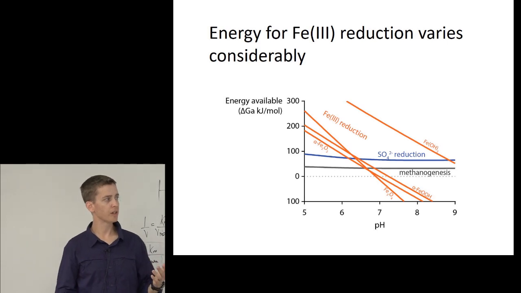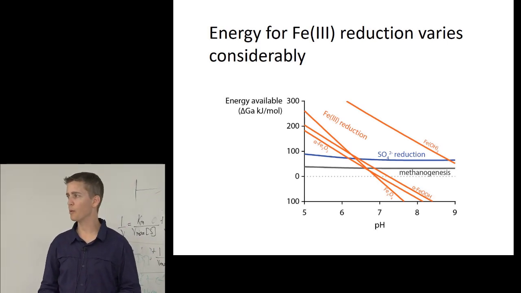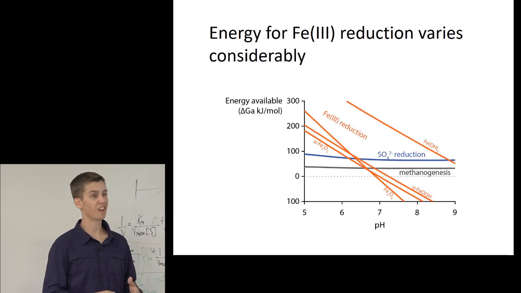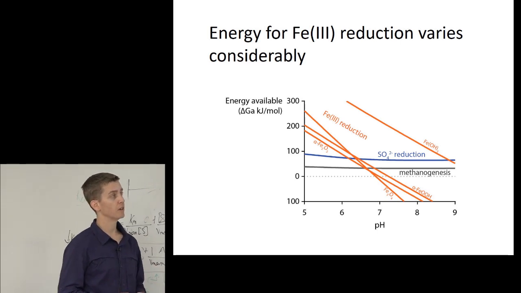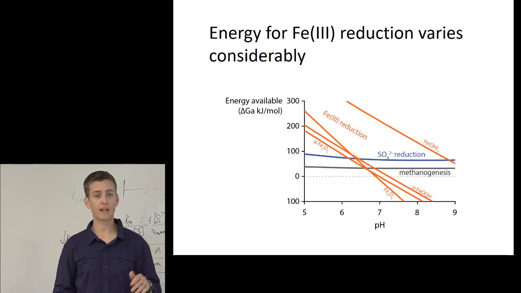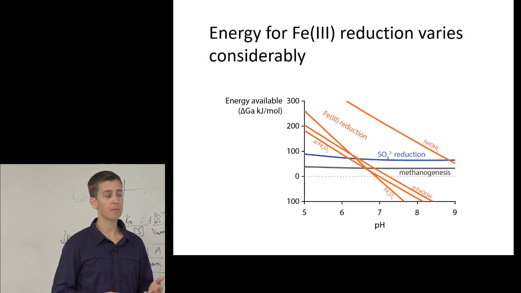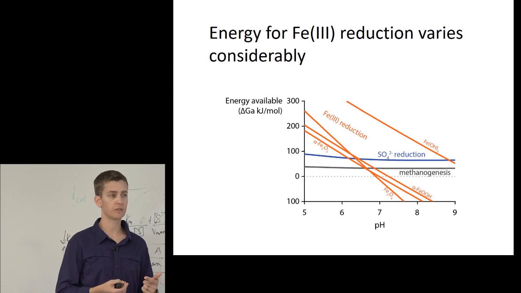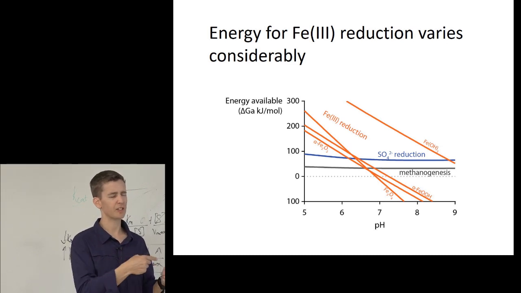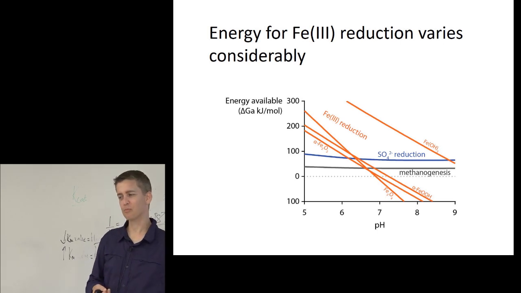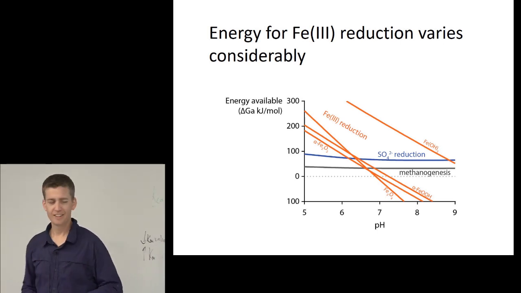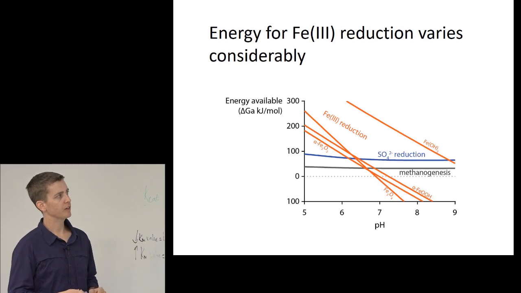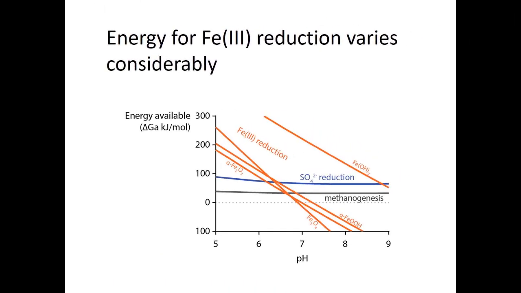Similarly, the amount of energy that's available for a microbe using iron reduction also varies with pH. I'll show you a reaction later, but iron reduction consumes a lot of hydrogen ions. What that means is that as the activity of hydrogen ions increases, as pH decreases, the reaction becomes much more energetically favorable. And that's what I've plotted here. This is energy available for iron reduction, sulfate reduction, and methanogenesis relative to pH.